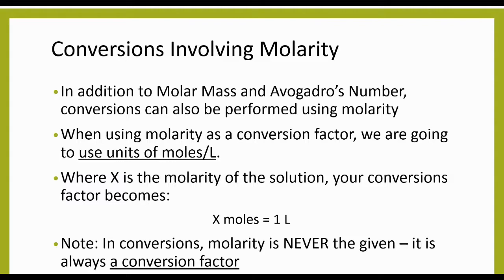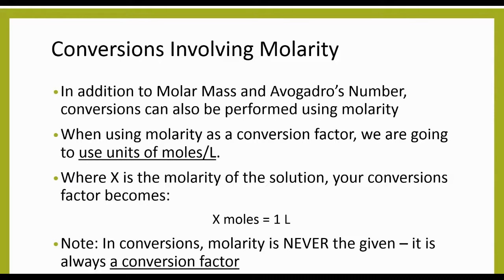So in addition to molar mass, remember that's grams per mole, that lets us go from the mass to the number of moles, and Avogadro's number, that's 6.02 times 10 to the 23rd things is equal to 1 mole. Conversions can also be performed using molarity. When using molarity as a conversion factor, we're going to use the units of moles per liter.